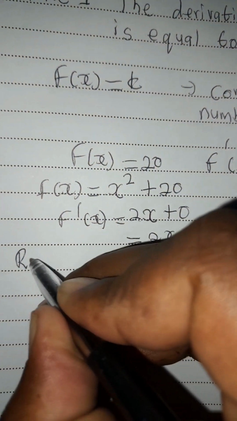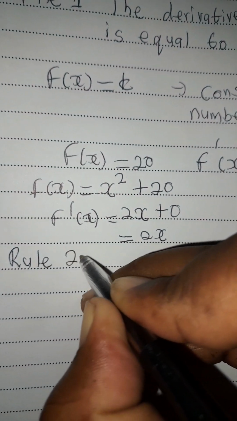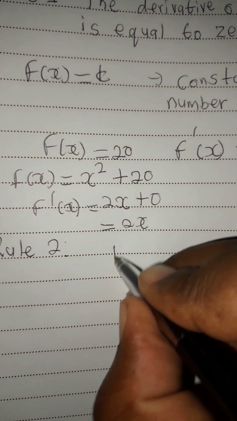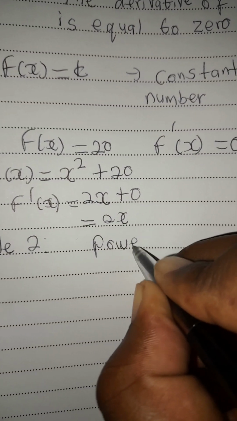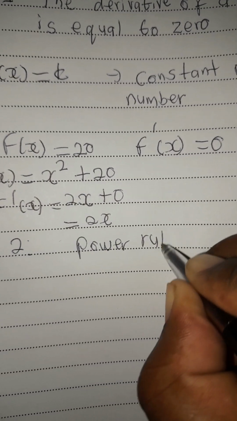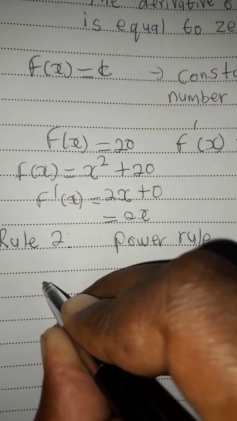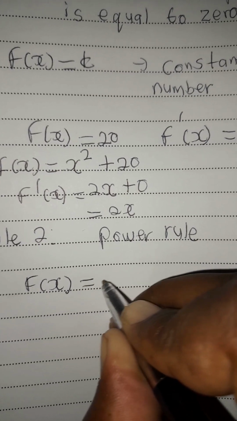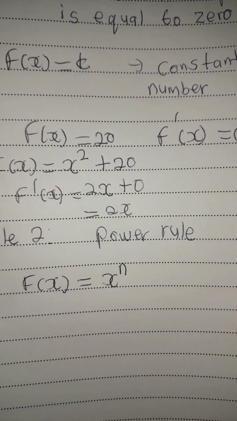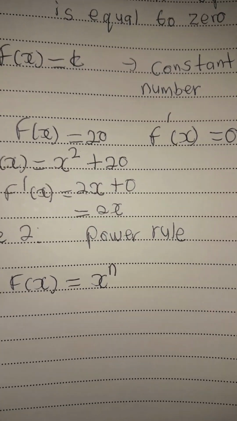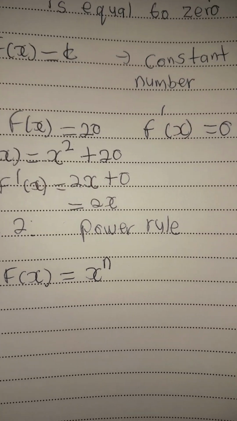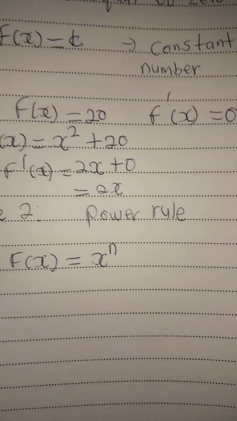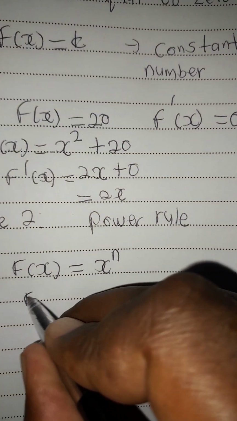Let's name this rule 2. Consider the second rule. The second rule, we'll call it the power rule. Consider, let's say you have f(x) = x to the power of n, where n is a constant real number. But how do we differentiate this? We will do it like this.